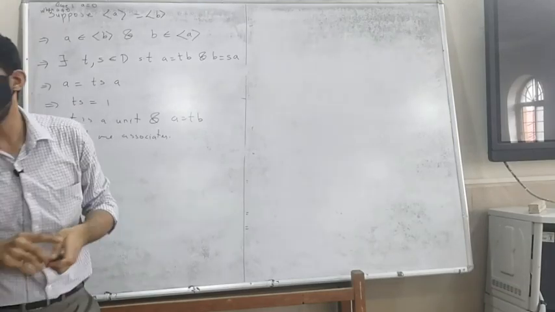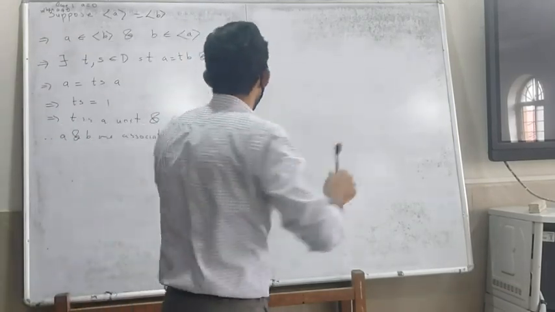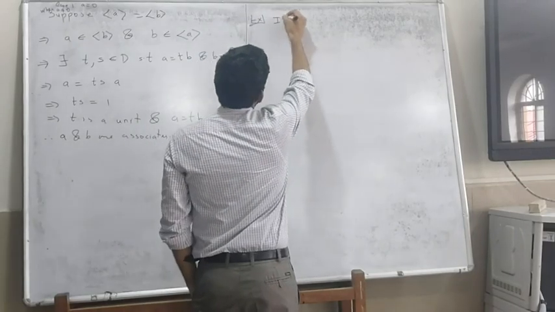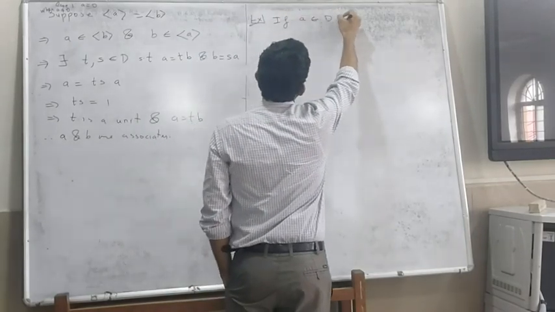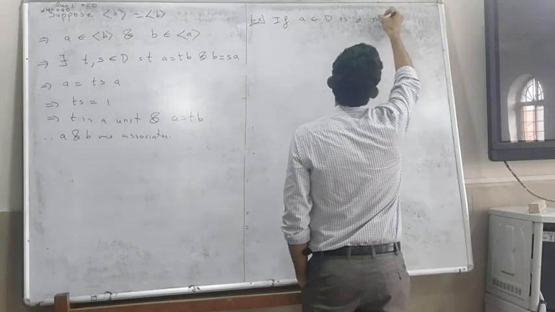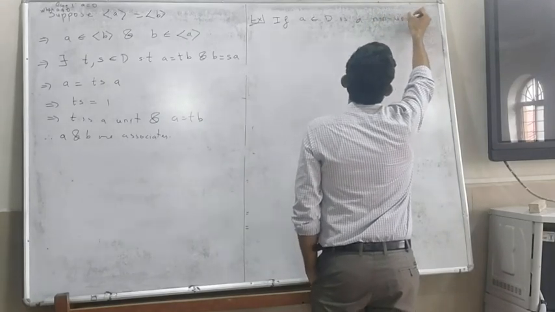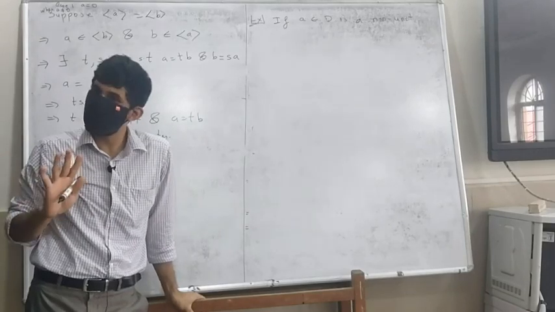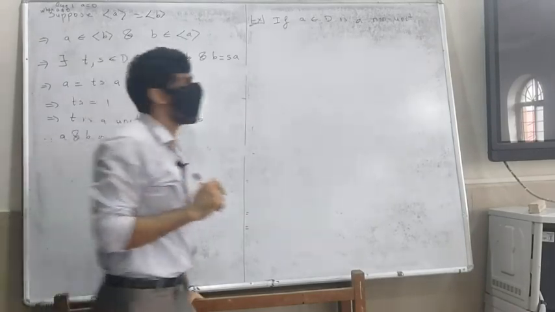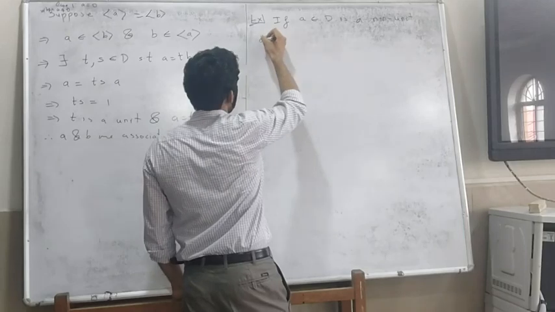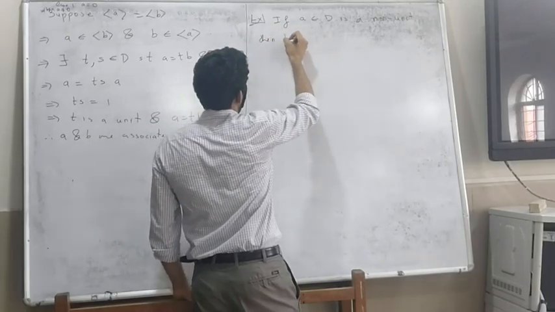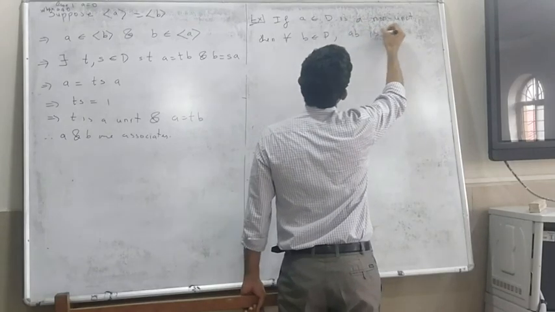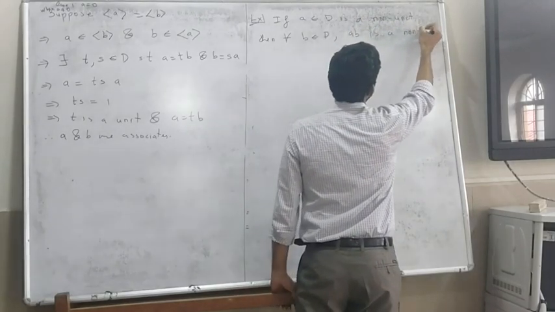Yeah, I will leave this out to you. I hope this is clear. Okay, maybe I'll do it. I'll write it down. So if A in D is a non-unit, then multiplying anything to A will leave it as a non-unit. Okay, then for any B in D, AB is a non-unit. Very easy to see.